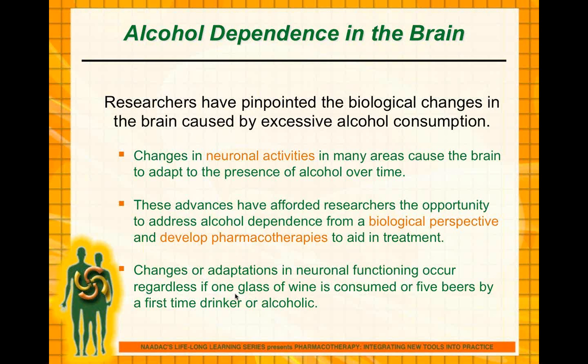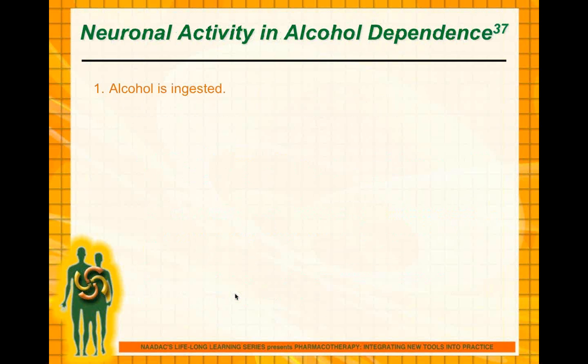And it's also important just to recognize that these changes that I'm about to discuss are changes and adaptations in functioning that occur regardless of whether one glass of wine is consumed or 5 beers, or whether it's a first-time drinker or an alcohol-dependent individual. So these are just changes that happen with alcohol. And when alcohol is constantly present, then these changes happen more and more. So just keep that in mind as we go forward. So with that said, let's get to some really good meat. This is one of my favorite parts of this whole presentation here.